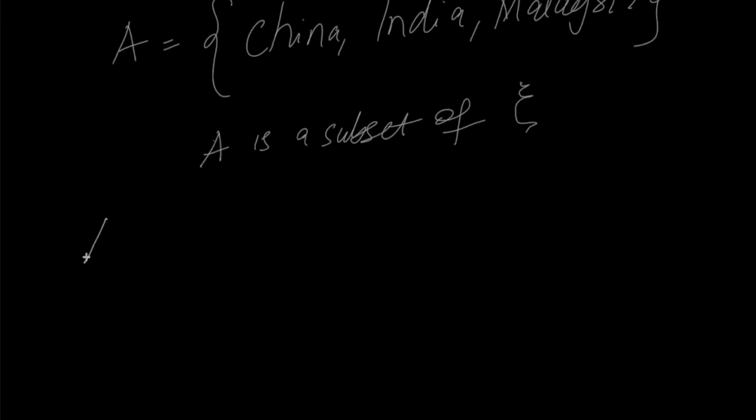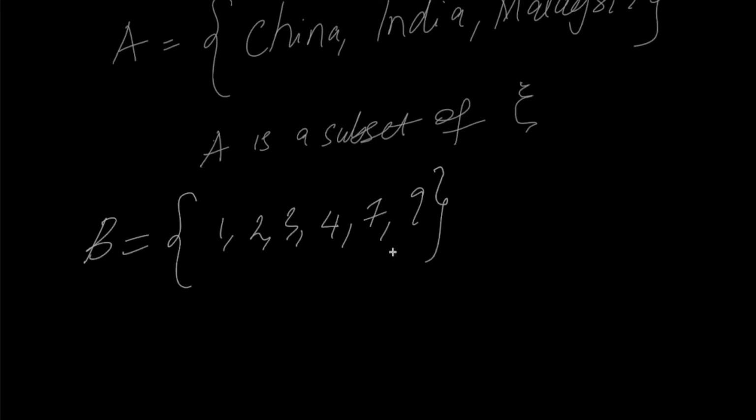Assume you have this. Say B is equal to. Assume these are the only objects, the elements I want to study. I don't want to study any other elements. These are the data I've collected.